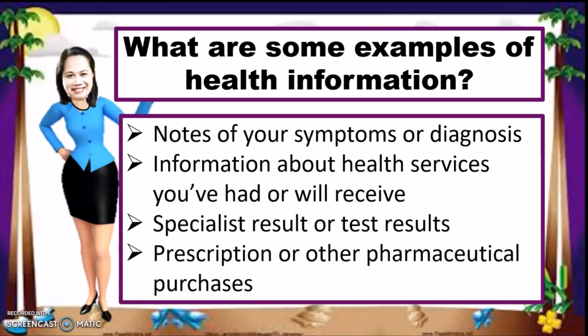Okay? Next is a prescription or other pharmaceutical purchases. The receipt or the prescription that the doctors give is another example of health information. What medicines are you going to buy and how are you going to take those medicines? Is it 3 times a day or is it once a day? Okay, so those are the prescription or pharmaceutical purchases.